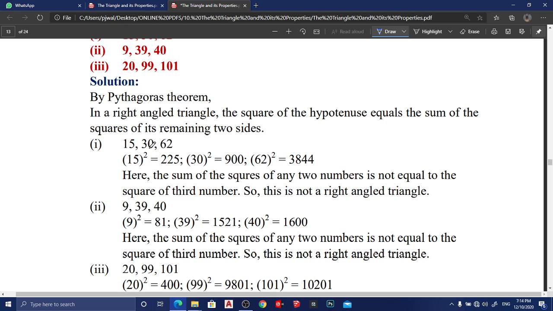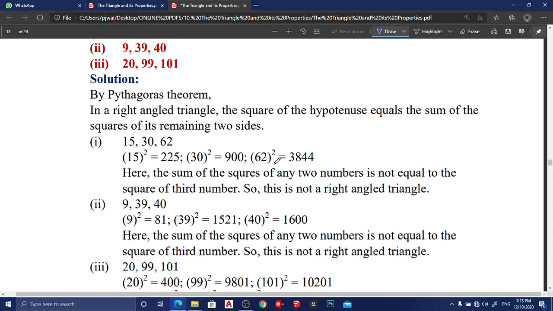The remaining two numbers will be the legs only. So take the sum of the squares of these 2 numbers. If it is equal to the square of the third number, then we can tell that these 3 numbers belong to a right angle triangle. Now here the sum of the squares of any 2 numbers is not equal to the square of the third number, so this is not a right angle triangle. If you add these 2 numbers, you will not get this number because it is very less. So that's why these 3 numbers don't belong to a right angle triangle.